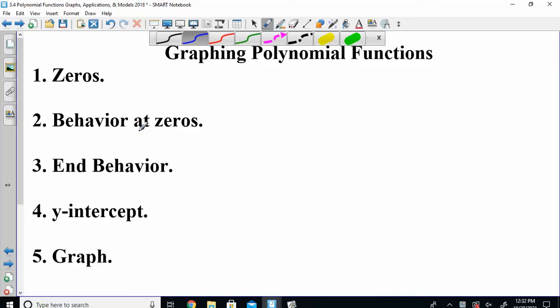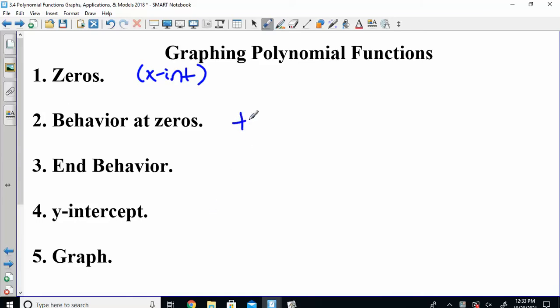If it's not in factored form, you might have to do your P's and Q's and possible zeros. So go through that whole bit that we did in the last section to get it in factored form so we can find those zeros. When you're looking at a graph, where do those zeros go? Those are your x-intercepts. So you will plot those on the x-axis.